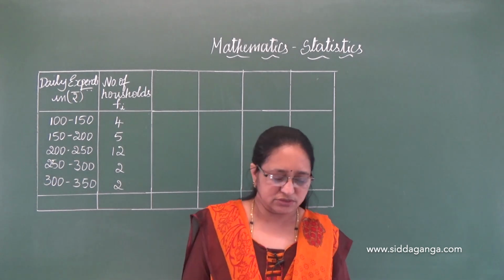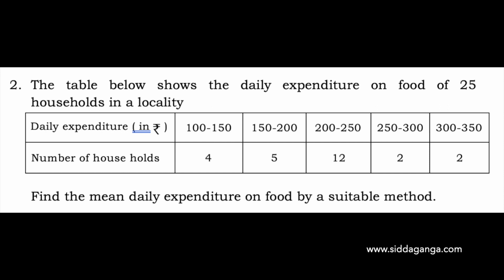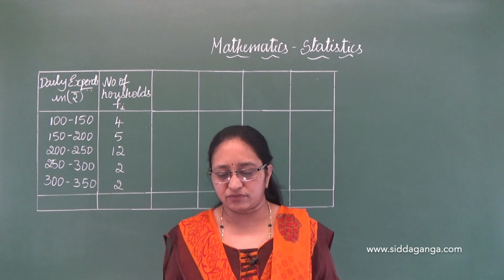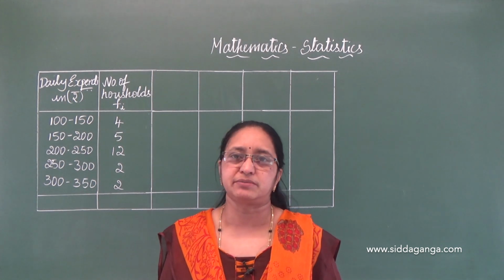Okay. Sixth one: the table below shows the daily expenditure on the food of 25 households in a locality. Daily expenditure in rupees: 100 to 150, number of households 4; 150 to 200, 5; 200 to 250, 12; 250 to 300, 2; 300 to 350, 2. Find the mean daily expenditure on food by a suitable method. So they have not given any particular method, they have said a suitable method.